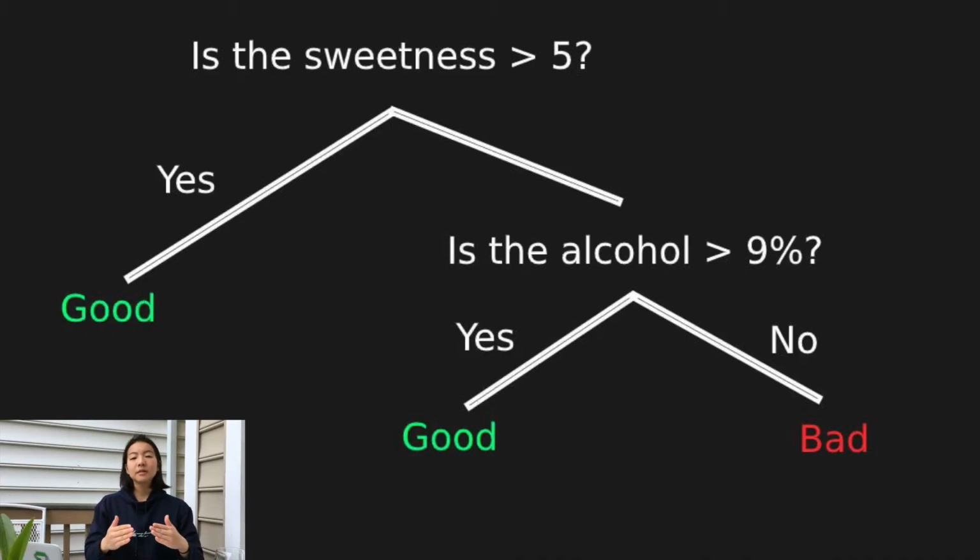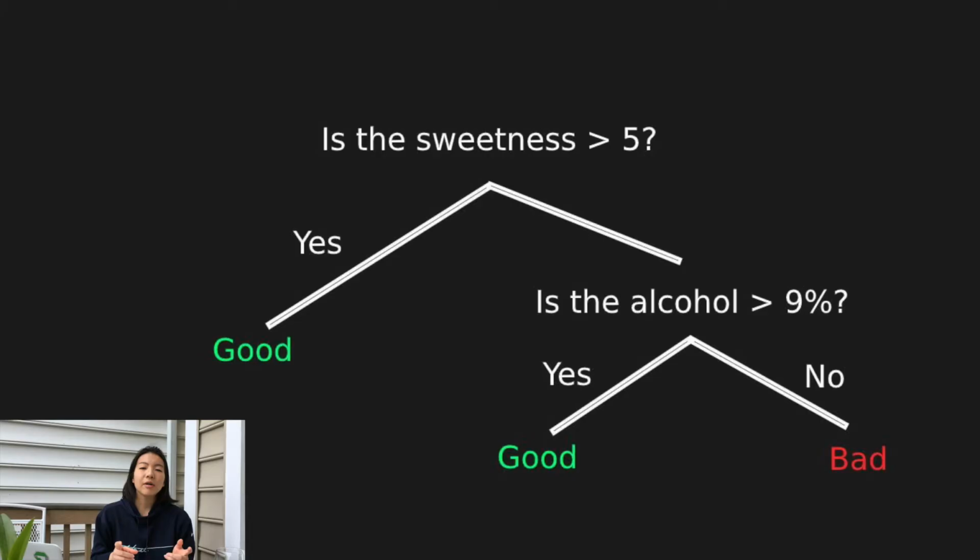So our next two classification methods are tree classifiers, and these are exactly what they sound like. A decision tree is basically a classifier that tries to split your data over and over again, asking different questions such as, is the sweetness greater than 5 on a scale of 10? Is the alcohol content greater than 9%? And based on all these different classifications, it produces a final output, which is the classification that you're looking for.